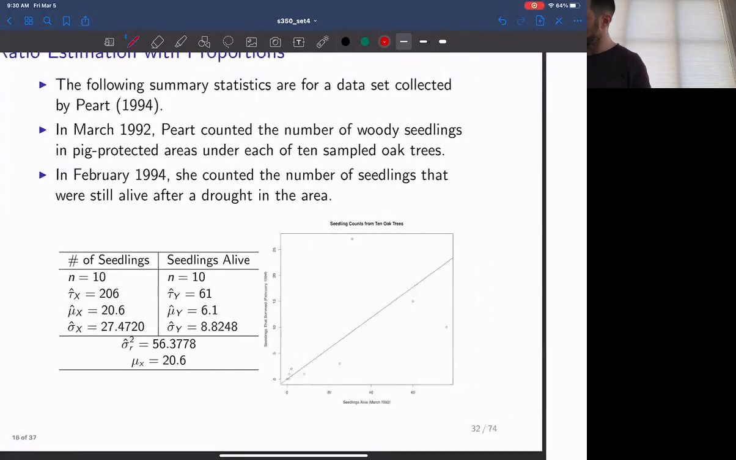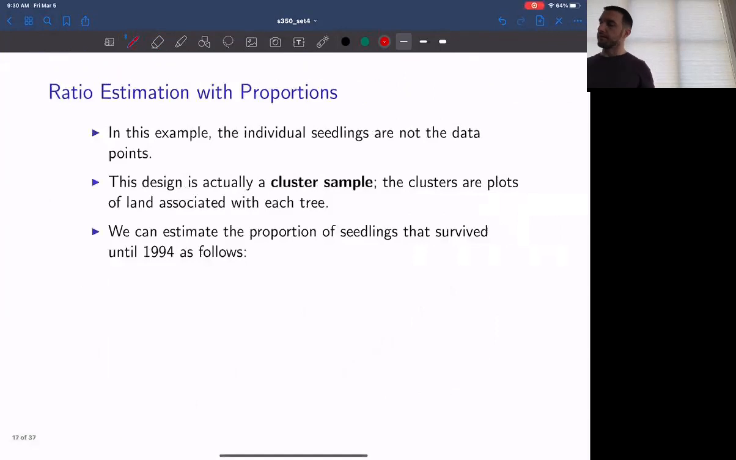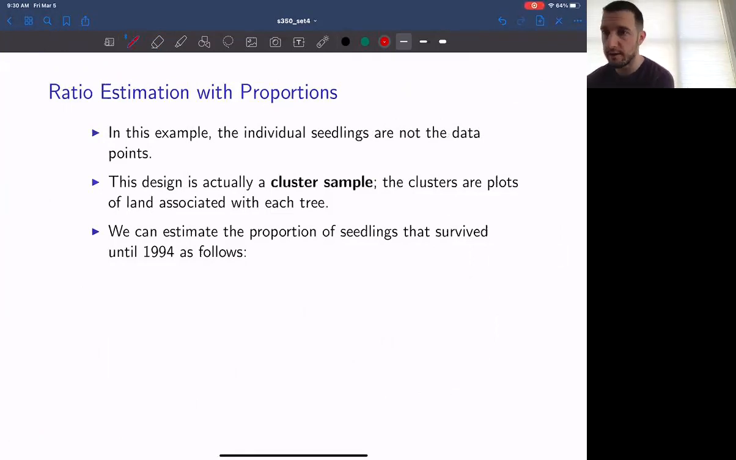Okay, so in this illustration, the trees are actually the data. So n equals 10 is the number of trees in this particular experiment. We're counting the number of seedlings, but the seedlings aren't the actual data points. So this experiment can be viewed as what is called a cluster sample, which we will talk about in the next lecture set, lecture set number 5. The clusters are essentially plots of land associated with each of the trees.